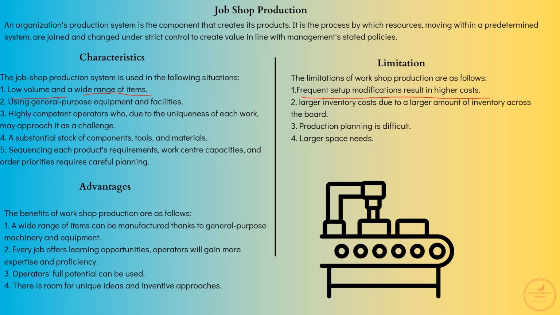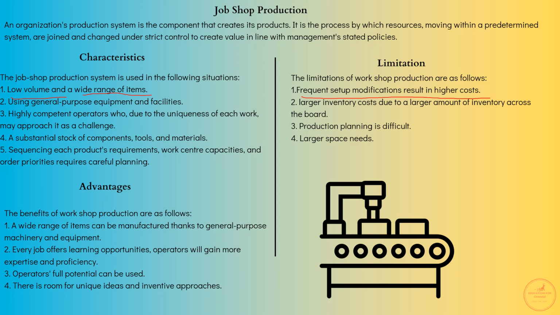Now we are going for the advantages. The benefits of job shop production are as follows. First, a wide range of items can be manufactured thanks to general purpose machinery and equipment. That means, because of general purpose machine facility, variety products can be produced. Second, the operator will be more skilled in the component. Each job gives learning opportunities. Full potential of the operator can be utilized. Opportunity exists for creative methods or innovative ideas. Everything is written as I said.